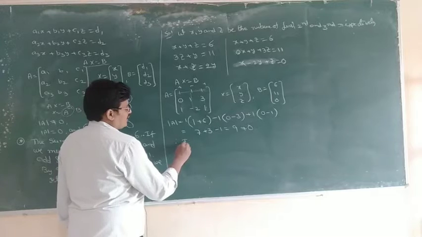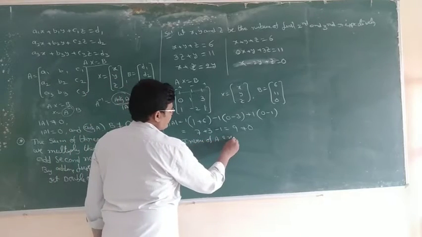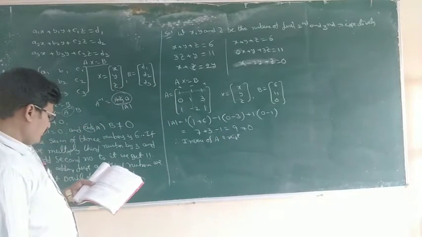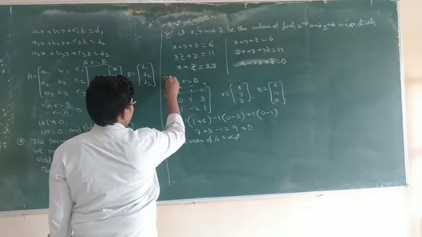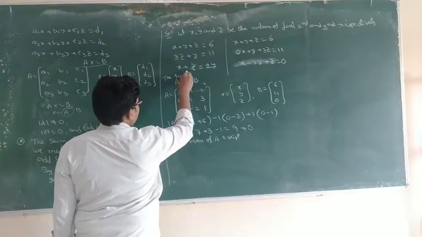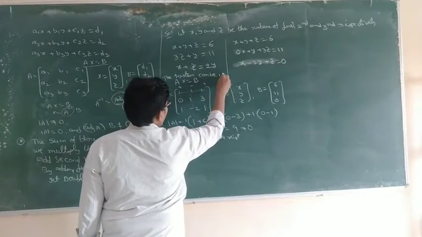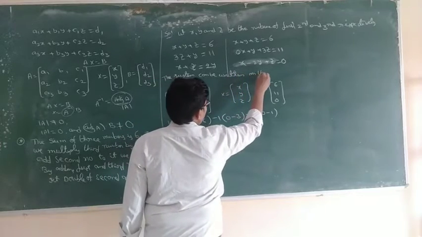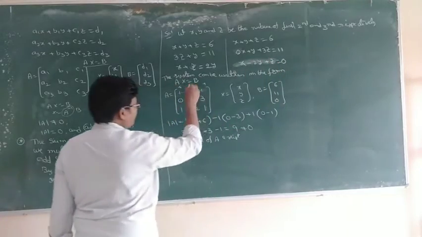Therefore, the inverse of A is adjoint A by determinant A. Next, the system can be written in the form AX is equal to B.